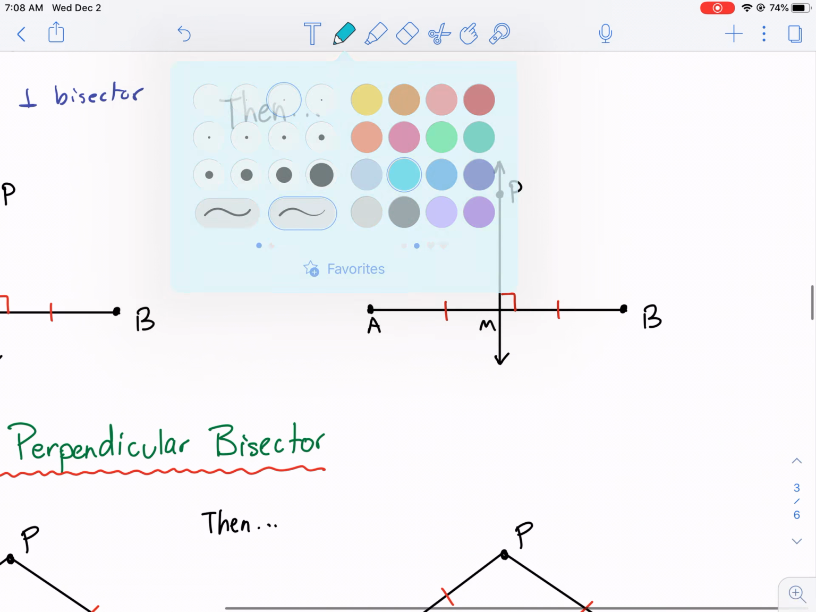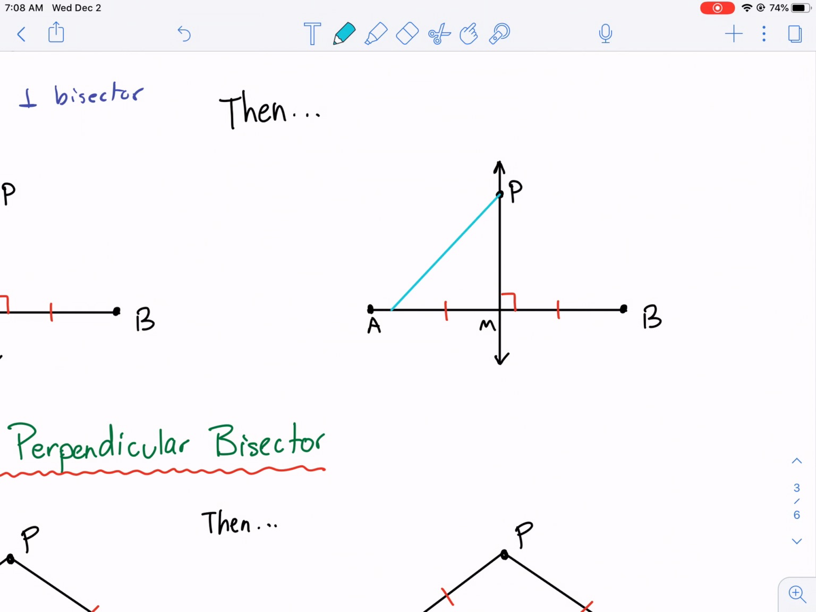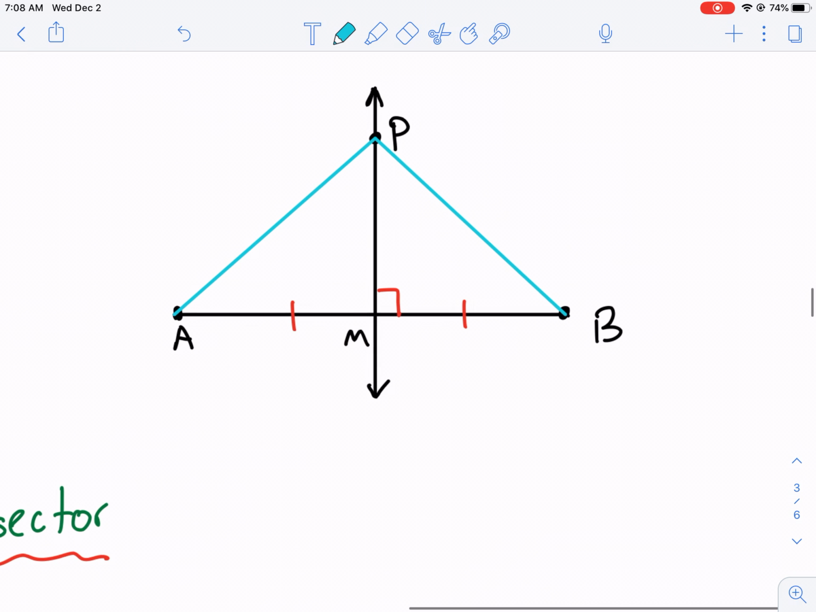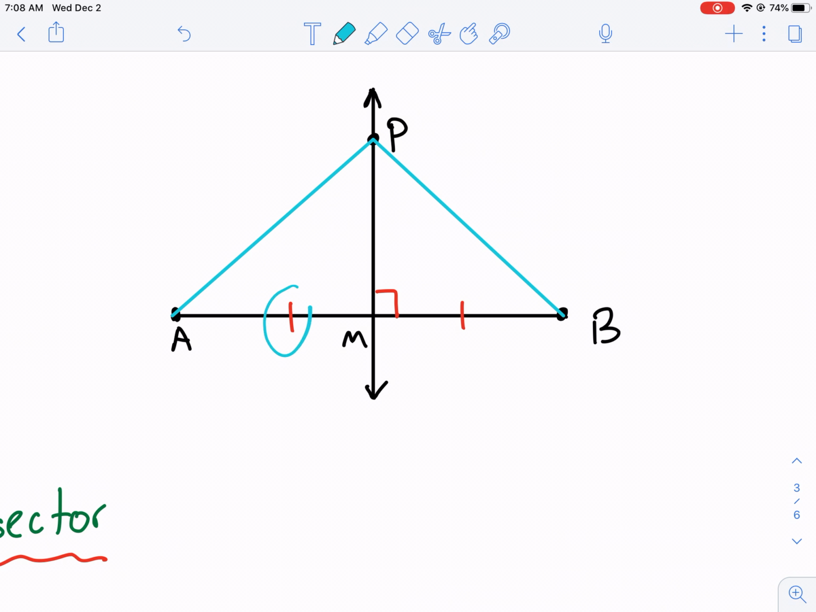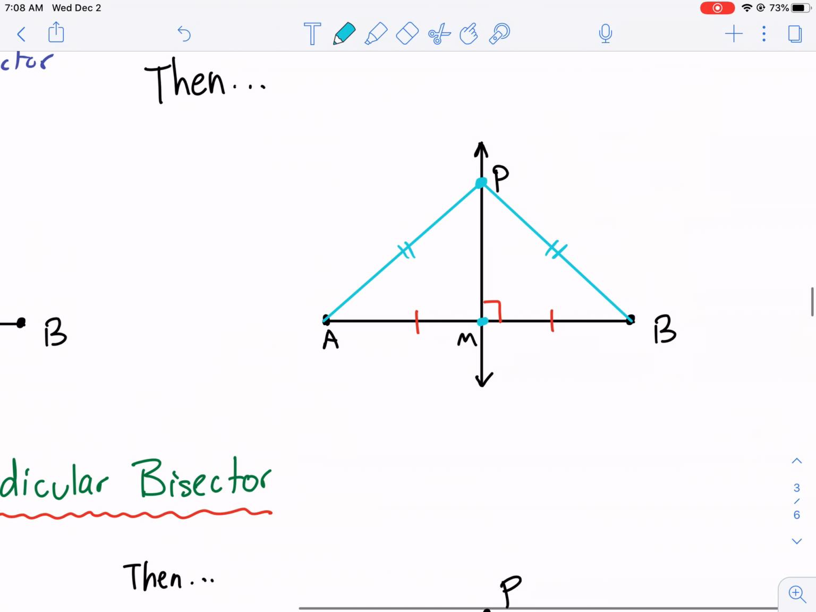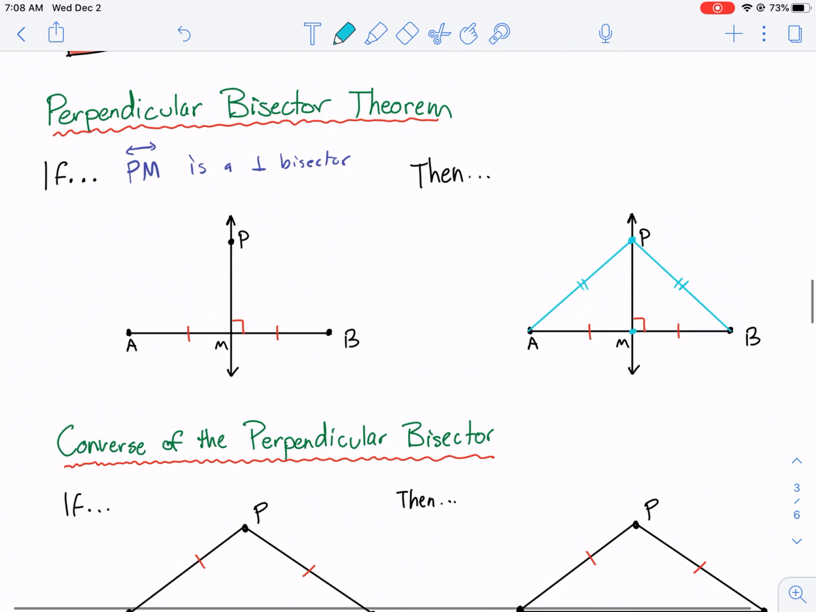Well, let's take a look. We could draw these lines in here. Essentially what this is saying is if these are the same distance, so M is halfway, then P is going to be halfway too, and these lines also have to be the same length. It's kind of intuitive, you can figure that out. But that's all there is to the perpendicular bisector theorem.